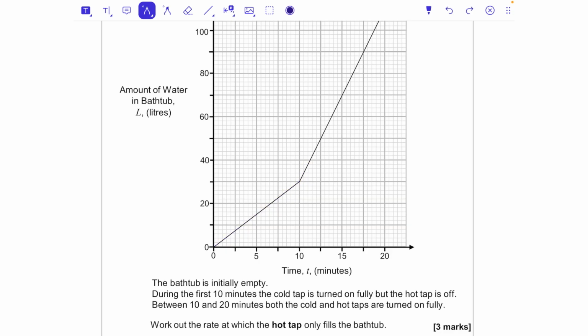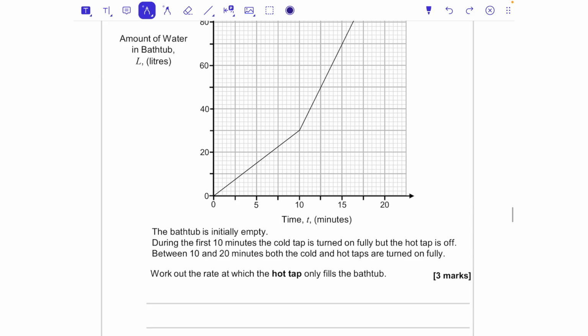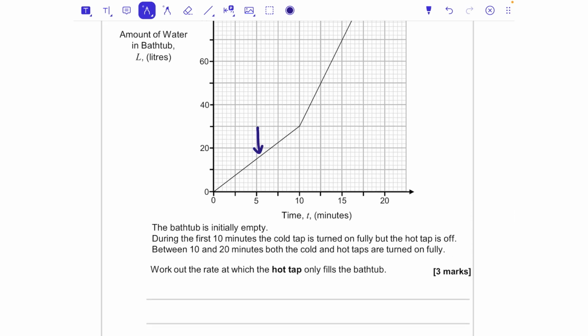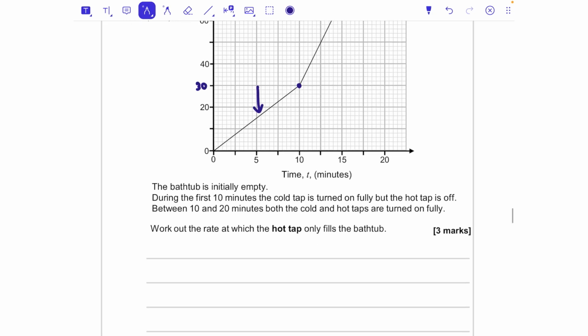And we want to work out the rate at which the hot tap fills the bath. So first let's look at the cold tap, because we know that this section here is just the cold tap on its own. And the rate of flow, well, let's look at this point here. After 10 minutes, there were 30 litres in the bathtub. So if I do 30 divided by 10, I can find out that 3 litres per minute is the rate of the cold water.